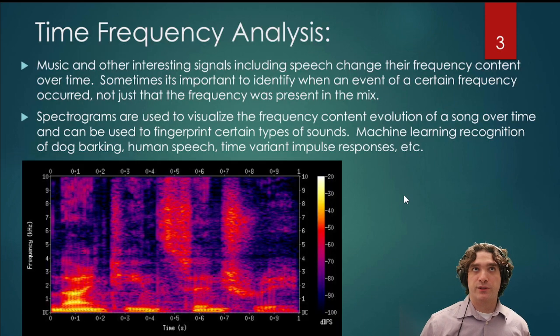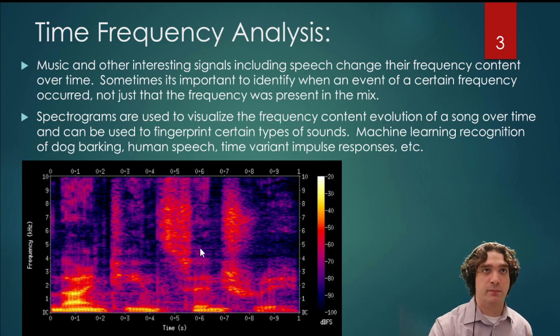So music and other interesting signals, including speech, change their frequency content over time. Sometimes it's important to identify when an event of a certain frequency has occurred, not just that the frequency was present in the mix. Spectrograms are used to visualize the frequency content evolution of a song over time and can be used to fingerprint certain types of sounds. And this can be used for machine learning recognition of dog barks, human speech, and for creating time-variant impulse responses.